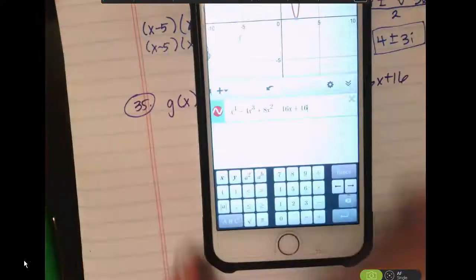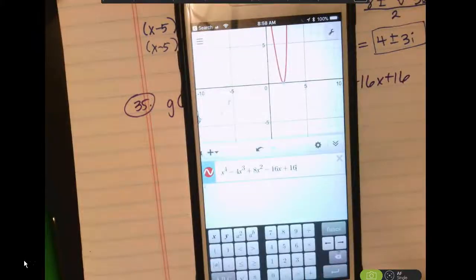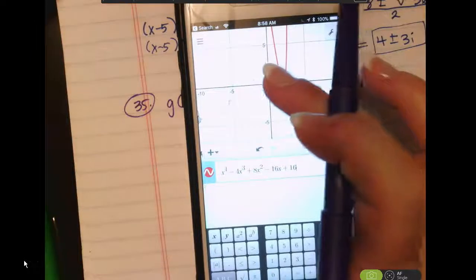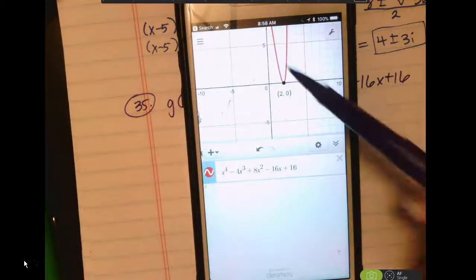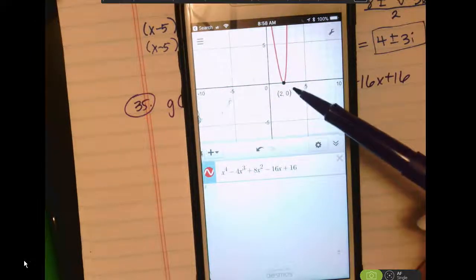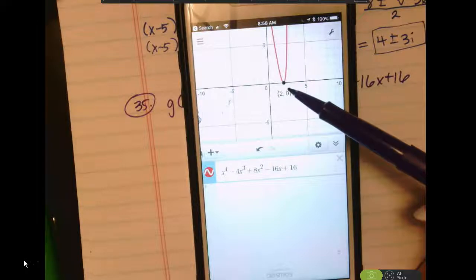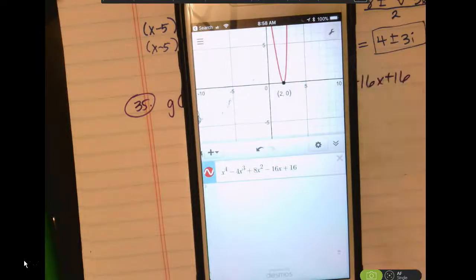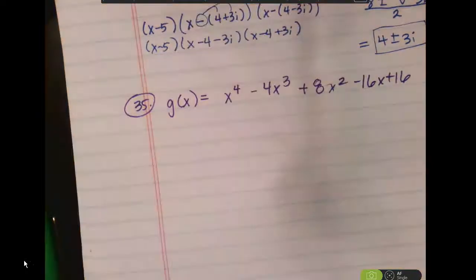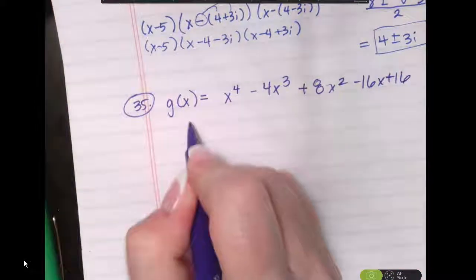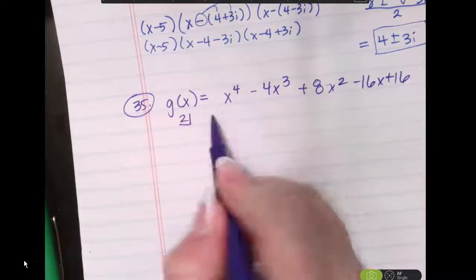So what I've done, let's see, just graph this function, plugged it into Desmos, and I can see that I have an inflection point here at (2, 0), and we know that when we have an inflection point, that means that we have a multiplicity of 2. So I'm going to go ahead and divide out a 2 using synthetic division.